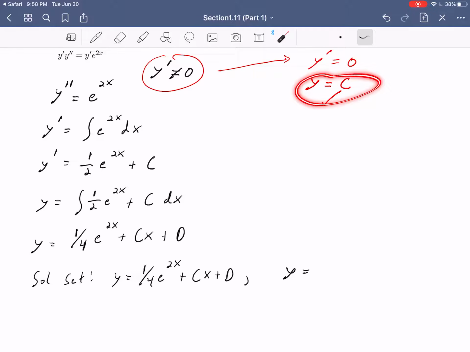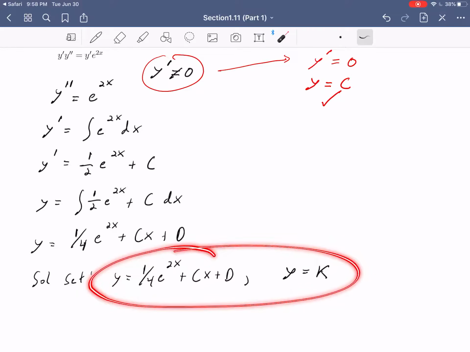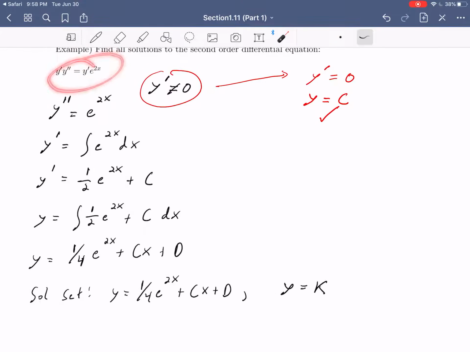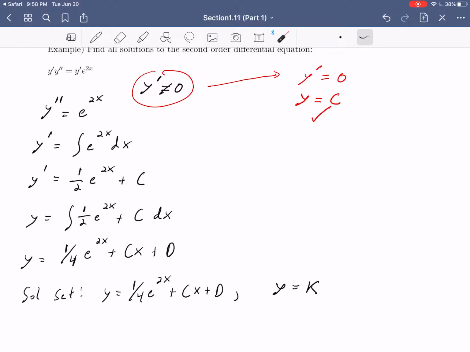If you don't like reusing the same constant, let's use a new constant. Let's say y equals k. So that's our solution set to this second order differential equation. There's no general solution this time because not everything can be written in one format. You've got things that look like this and you've got things that look like that. All right, so that's pretty much all I want to say about case 0.